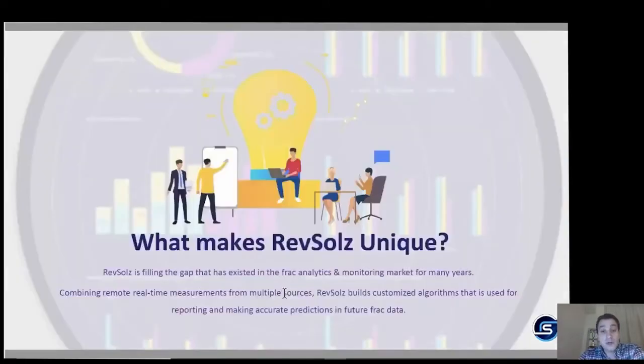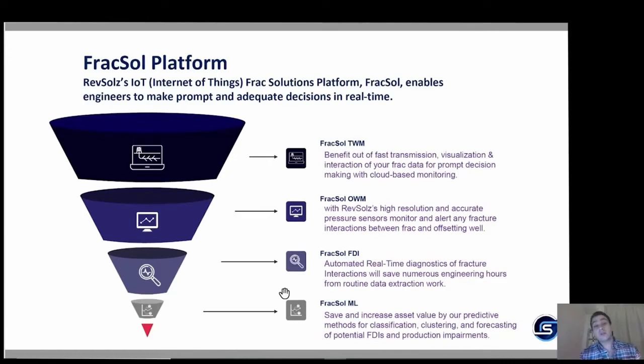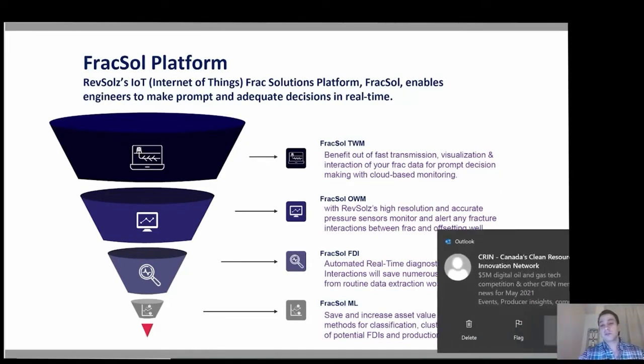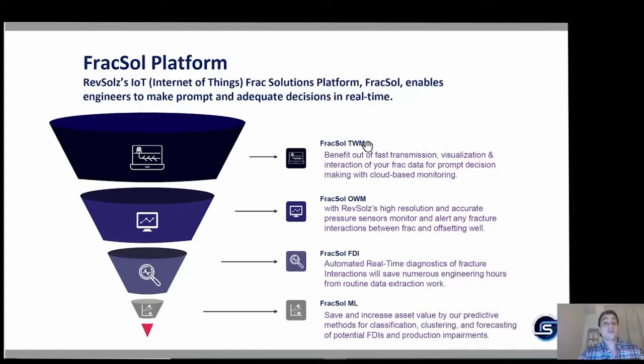A little bit about our platform itself. So the Fraxel platform is the proprietary software of Revsolz. It's the IoT platform where we're providing the devices, hardware, and the software itself. Fraxel consists of 4 modules. So the Fraxel TWM stands for treatment well monitoring, for which we are going to provide our device.